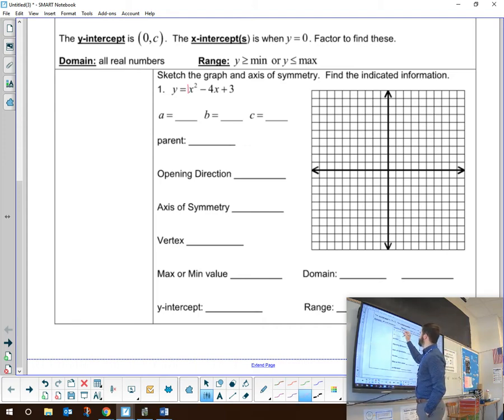So of course my a is here, it is 1. So that's my a, my b is -4, and my c is 3. So we have 1, -4, and 3.